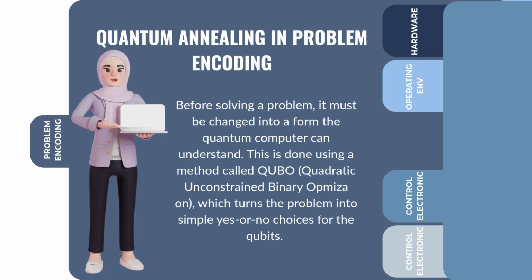Before solving a problem, it must be changed into a form that the quantum computer can understand. This is done using a method called quadratic unconstrained binary optimization, QUBO, which turns the problem into simple yes or no choices for the qubits.